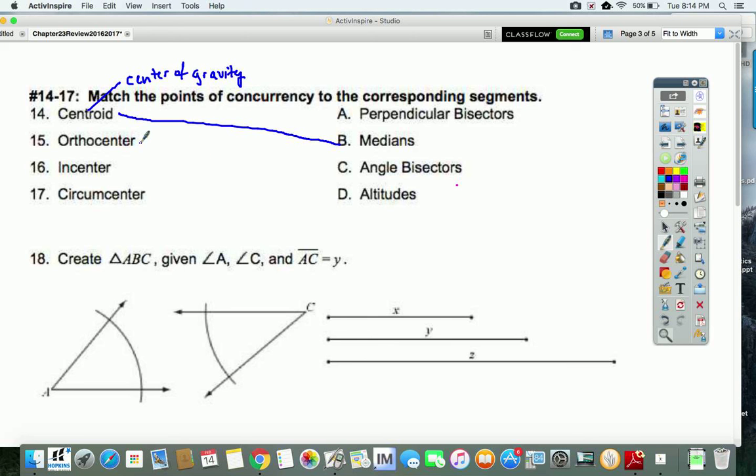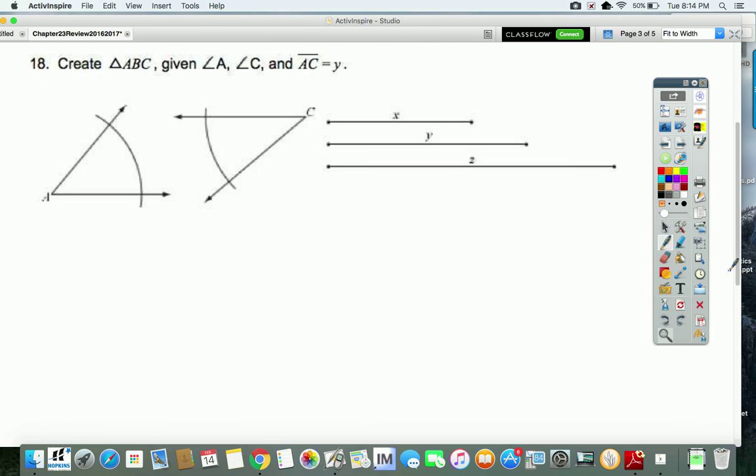Orthocenter. The orthocenter is constructed by doing the altitudes. Incenter. Incenter is found by doing the angle bisectors. Circumcenter is the perpendicular bisector. So we need to know these names and make sure we know them very, very well, as well as their diagrams that go along with it.